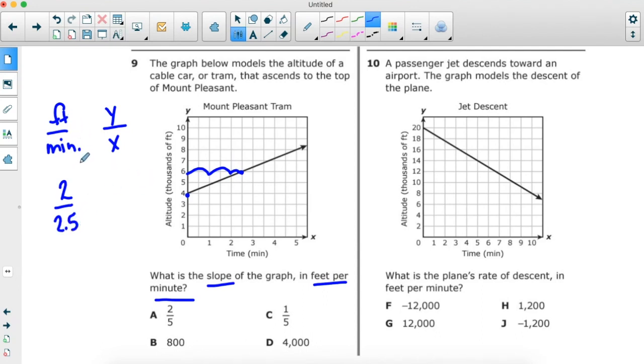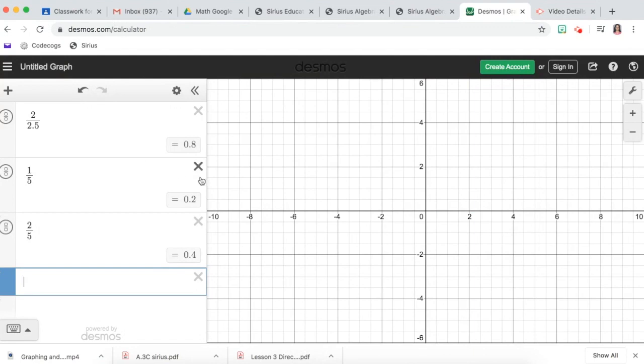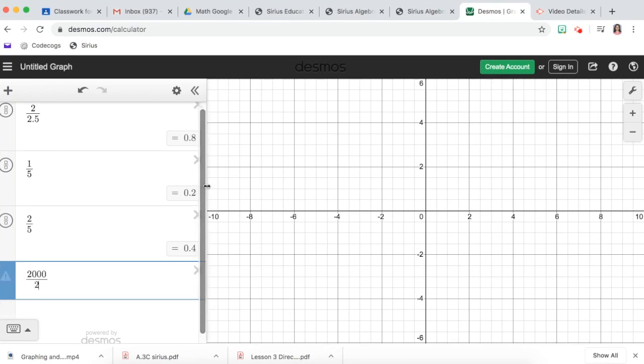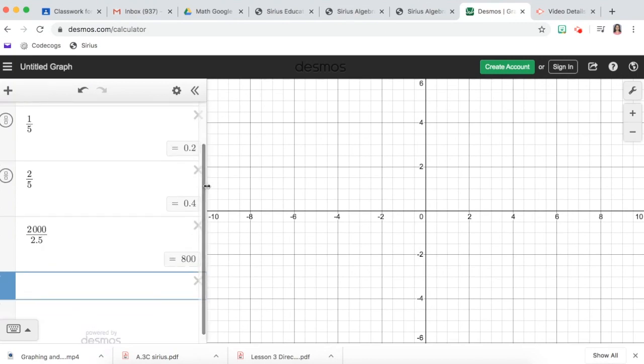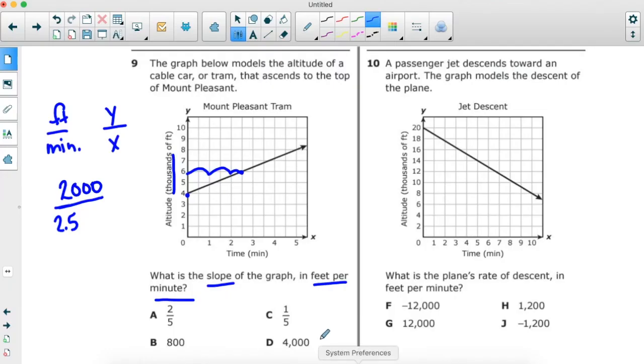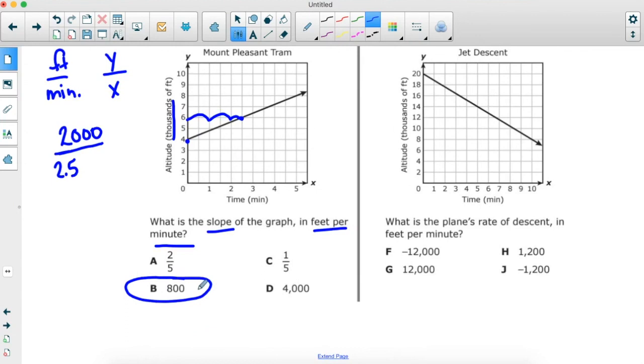Now remember it was feet per minute. So it's 2 feet for every 2.5 minutes, but it's not really 2 feet because it says thousands of feet. So this is actually 2,000 feet per 2.5 minutes. So we're going to use this information to find out which slope matches. So I'm going to use a calculator and do 2,000 divided by 2.5. So I'm going to type in 2,000 divided by 2.5. And it says 800. So when I go back to my answer choices, I notice that it is letter B.